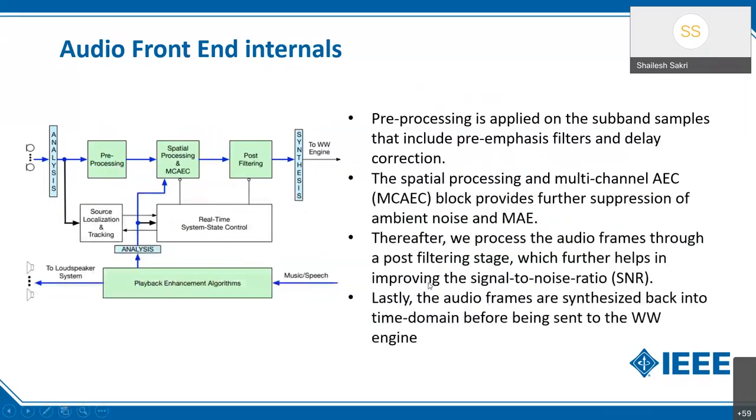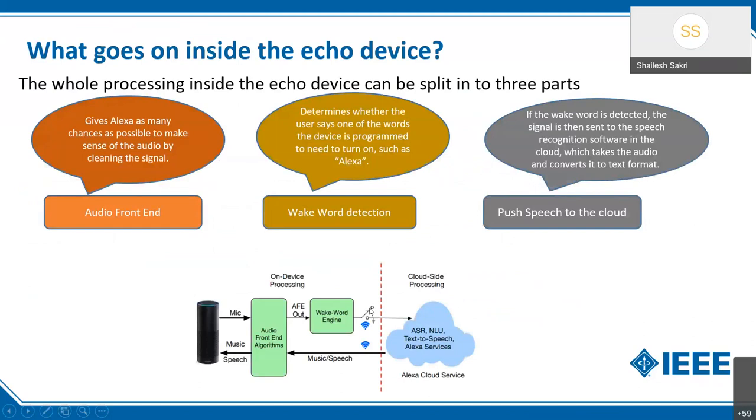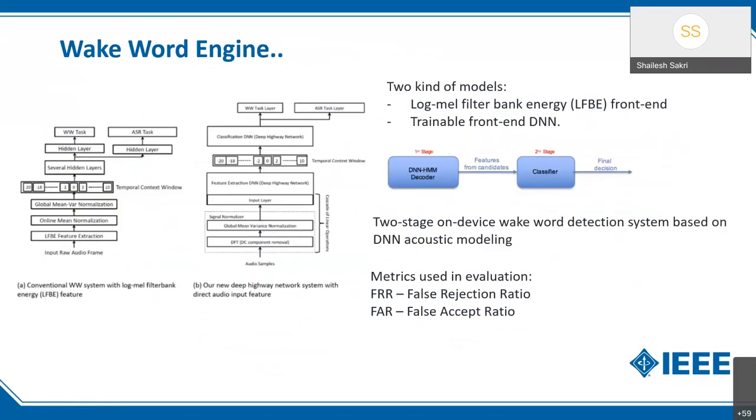All right. Then after the audio front end, as you can see over here, it goes to the wake word engine. So what happens in the wake word engine? Some of the technologies over there keep changing. When I was there, there was a very conventional kind of wake word system which was based on the log mel filter bank, and which was HMM based. So there is LFBE, then you do the normalization, then you do the global mean variance normalization, and then it goes to the wake word task.